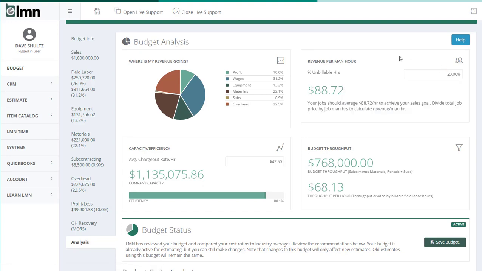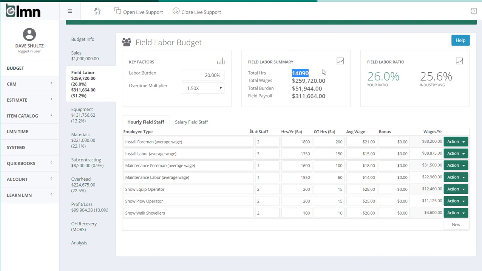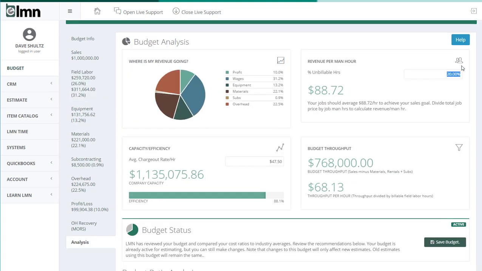So what we're saying here is, if you want to hit $1 million in sales, at least in my budget, that's what I'm gunning for, I only have 14,090 crew hours to generate that much sales. But we all have to remember that not all these hours are going to be productive. Some of them are going to be drive time and shop time and washing trucks and training. So that's why we subtract this percentage here, and you're in control of that percentage. You can tell us approximately what percentage is unbillable time, and then we'll calculate for you your revenue per man hour.